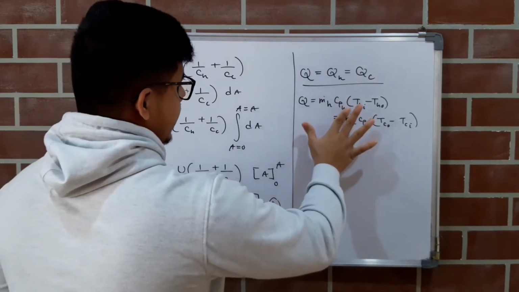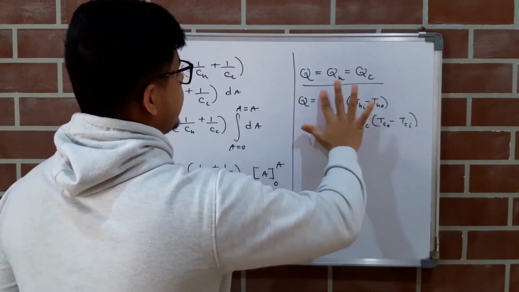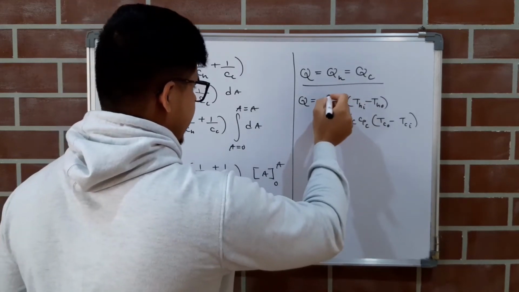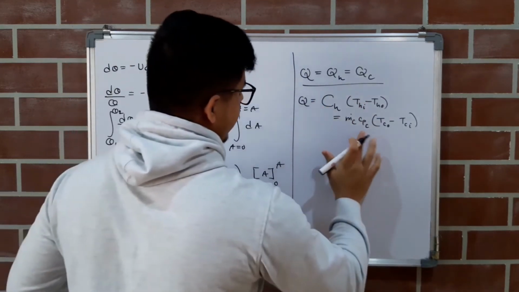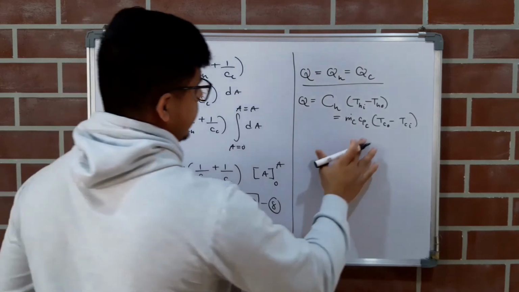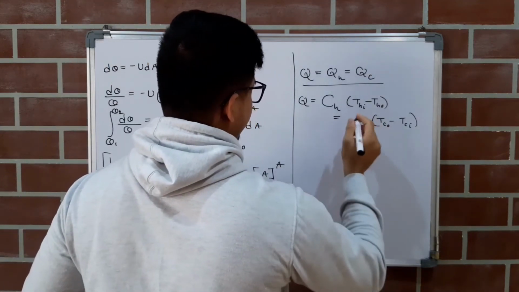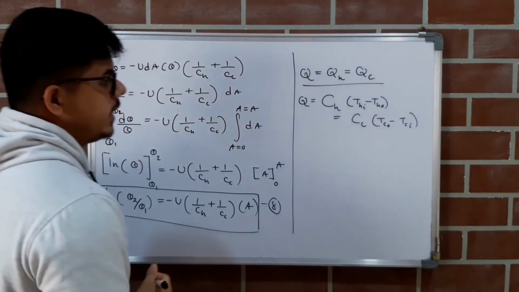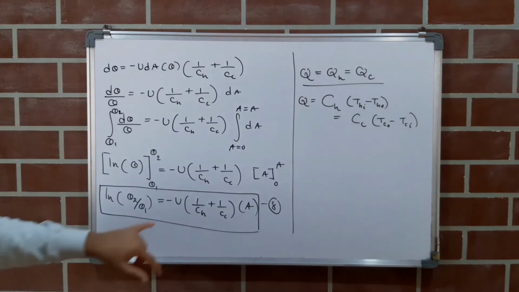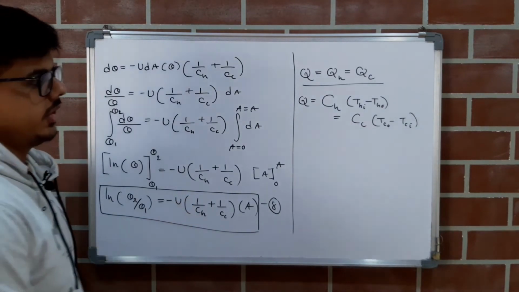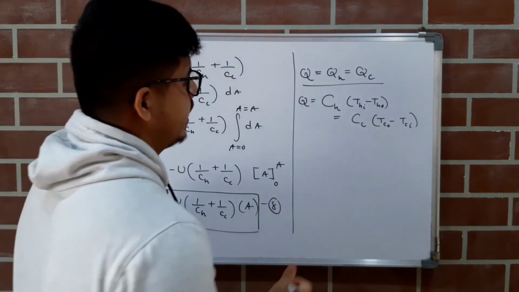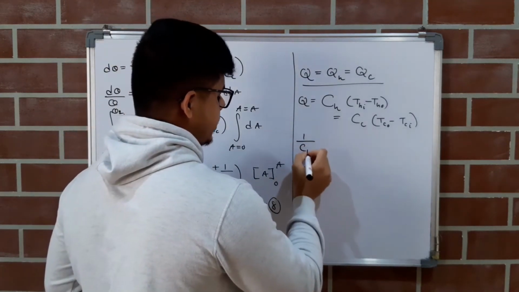It is the heat capacity rate for the hot fluid. So I will just replace this by CH. And what is m dot C CPC? It is the heat capacity rate for the cold fluid. So it is CC, right? What we want is 1 upon CH and 1 upon CC. So from this we can get 1 upon CH.